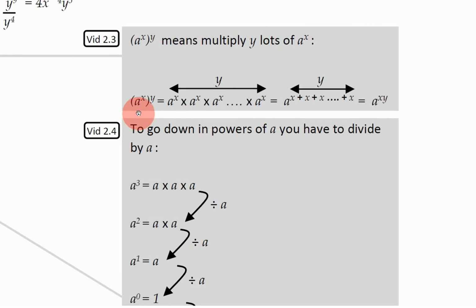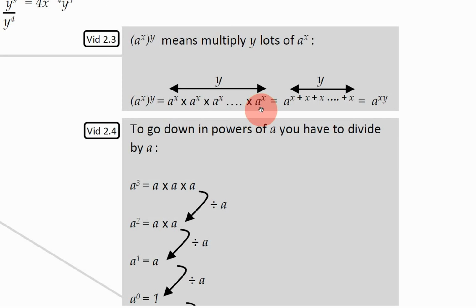So here's the reason why a to the power x to the power y is actually just the same as a to the power xy. And the way I'm going to show you that this is the same as that is by writing this out the long way. So a to the power x to the power y is basically written like this: a to the power x times a to the power x times a to the power x, y times over. You're going to have y lots of these a to the x's.